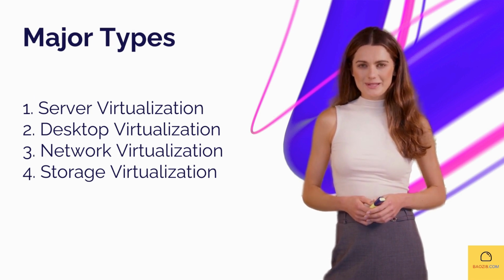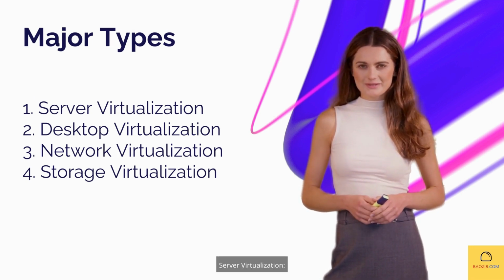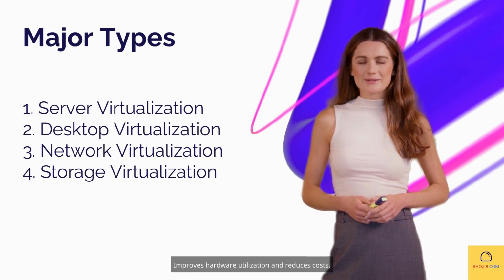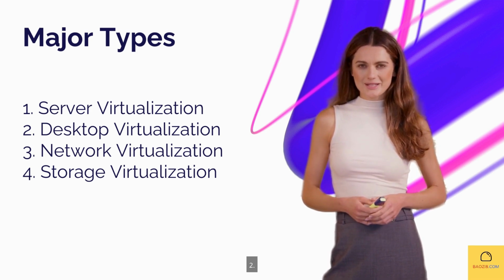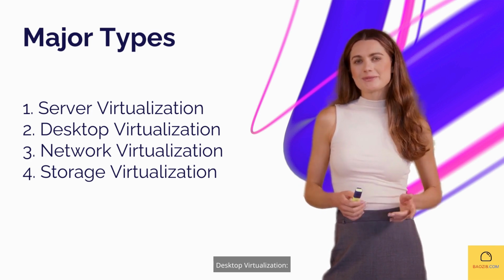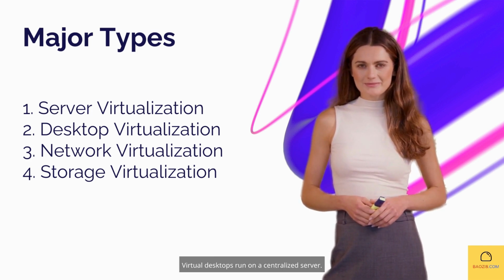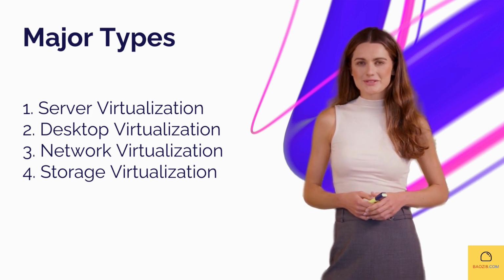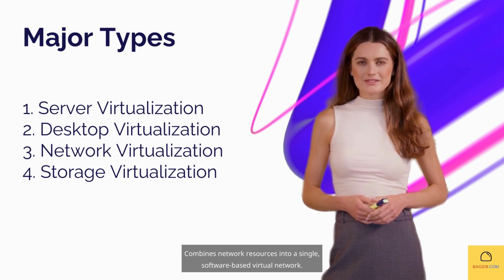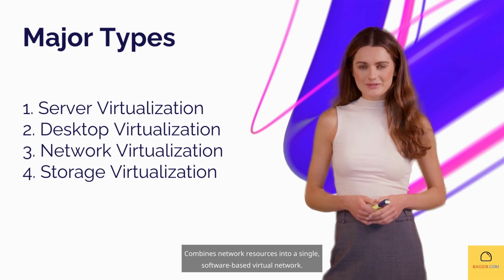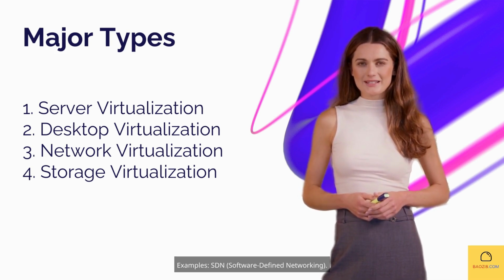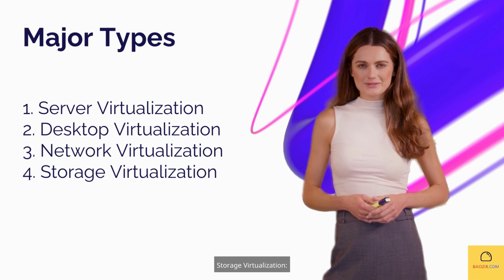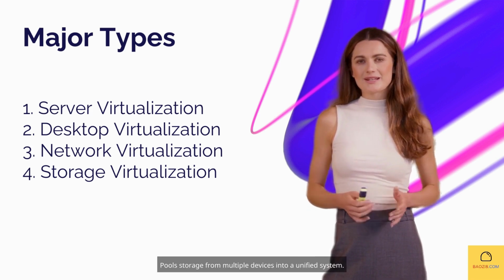Virtualization types. 1. Server virtualization. Multiple server instances run on a single physical server. Improves hardware utilization and reduces costs. 2. Desktop virtualization. Virtual desktops run on a centralized server. Used in virtual desktop infrastructure, VDI, solutions. 3. Network virtualization. Combines network resources into a single, software-based virtual network. Examples: SDN, software-defined networking. 4. Storage virtualization. Pools storage from multiple devices into a unified system.